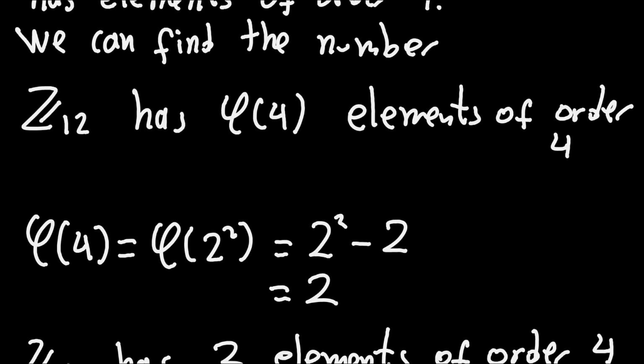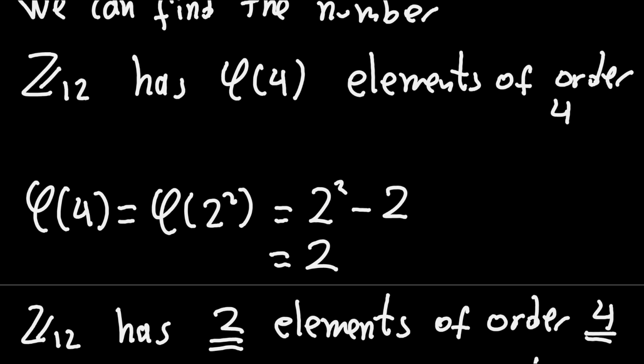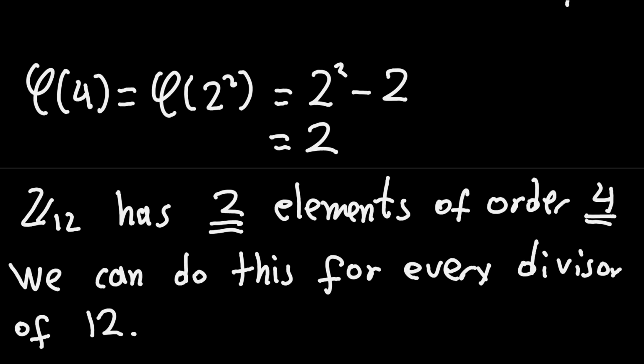So phi of 4 will be phi of 2 squared, and remember, by the property, you have a prime number to an exponent, so it is 2 squared minus 2 to the first power, by the property we saw earlier. So that's going to be 4 minus 2, that's 2. What does that mean? Let's look at the conclusion here. Z12 has 2 elements of order 4. You can ask the same question for all the divisors of the order of this cyclic group Z12.